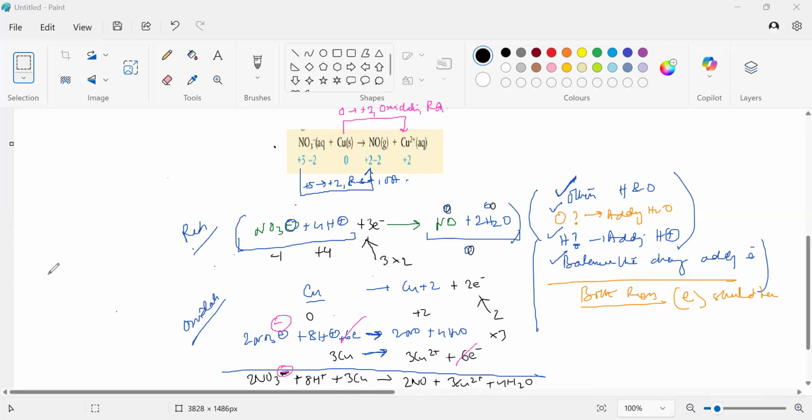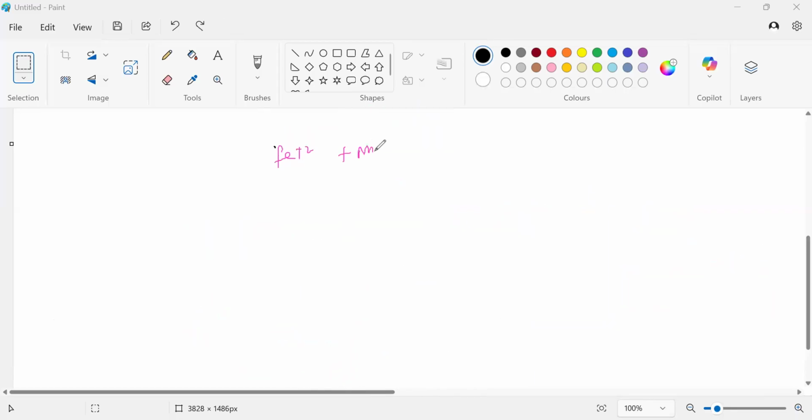Clear? Understood this, right? Is it clear? Now over here we have to see, when we are trying to talk about an example. So can you do this example? Fe2 plus plus MnO4 minus gives you Fe3 plus plus Mn2 plus.